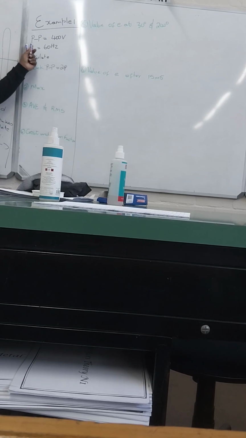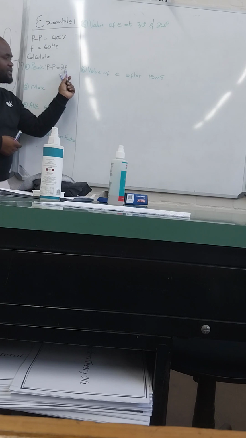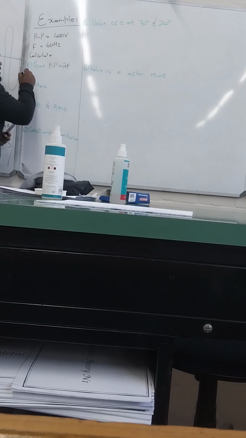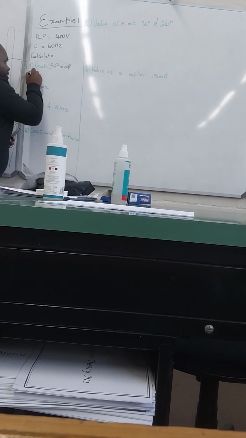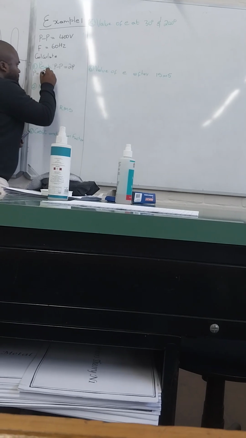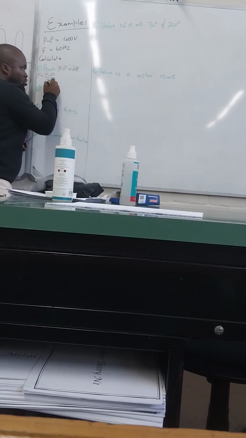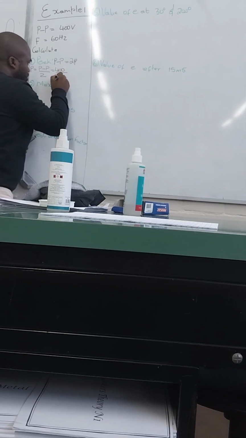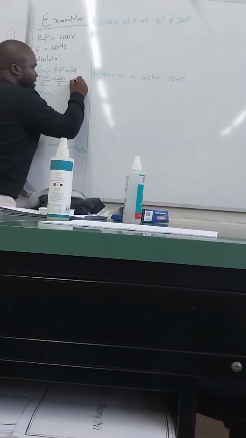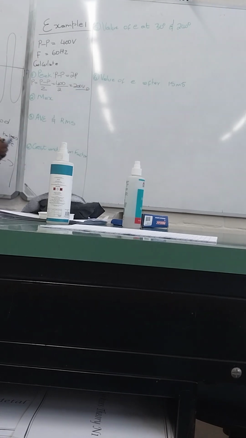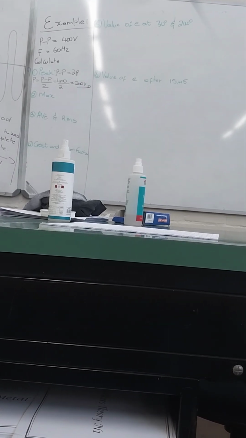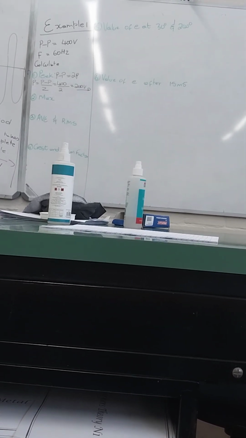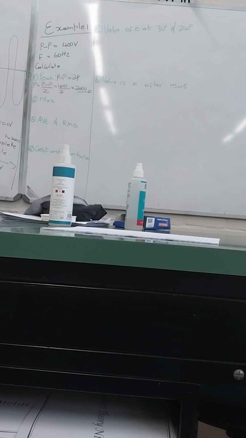Then I'm given the peak to peak, they want me to calculate peak. So to get peak, I can just say peak is peak to peak divided by 2, which is going to be 400 divided by 2. So the right answer is 200 volts. Okay. So as I said, first formula, you are not going to get it from your formula sheet. Something that you must know.